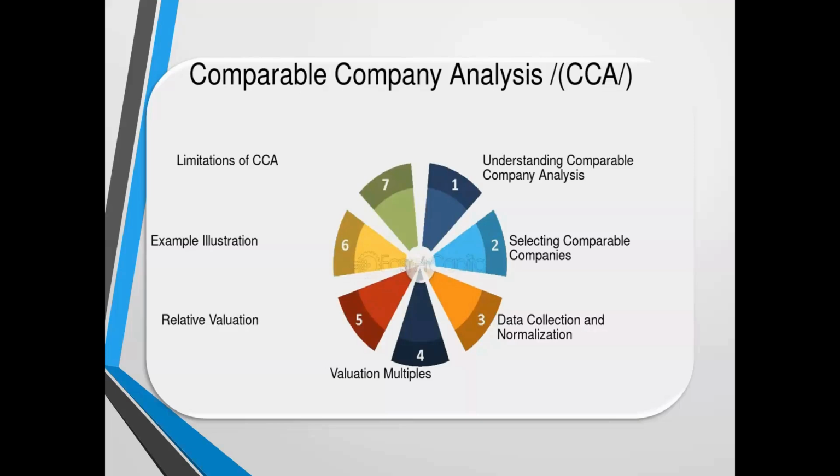The seventh and last one is limitations of CCA. It highlights drawbacks like reliance on market sentiment, data inconsistency, and difficulty in finding truly comparable firms.